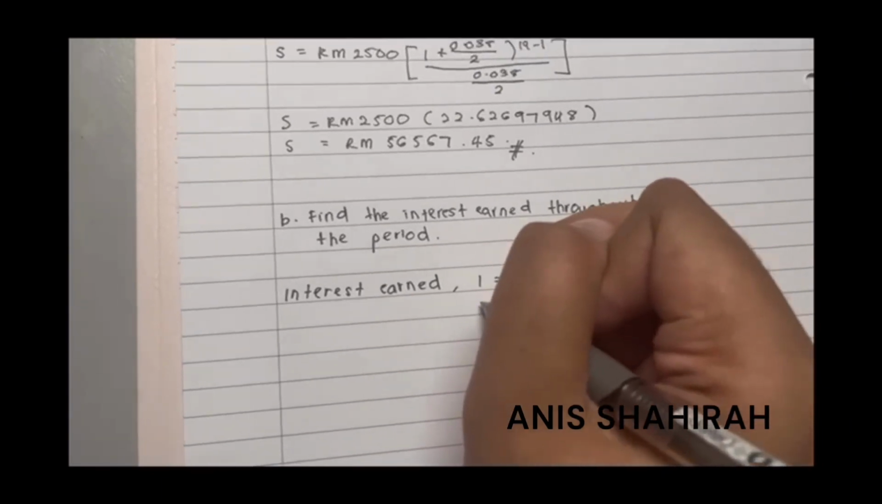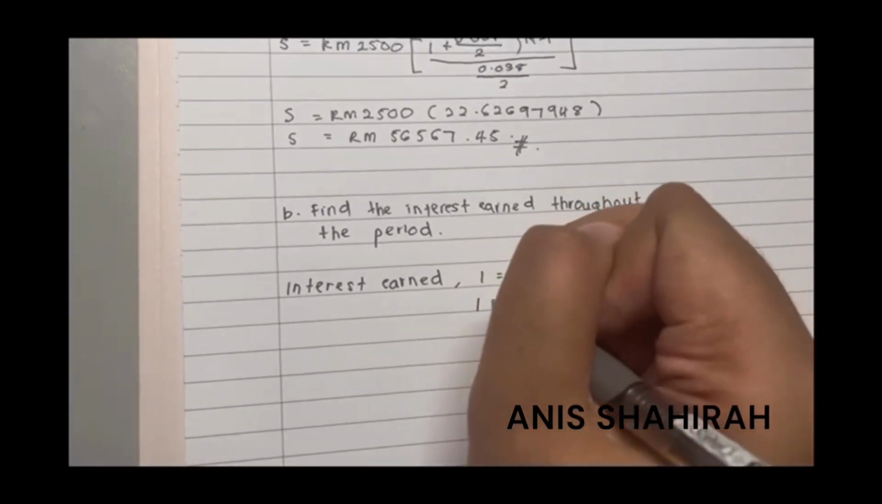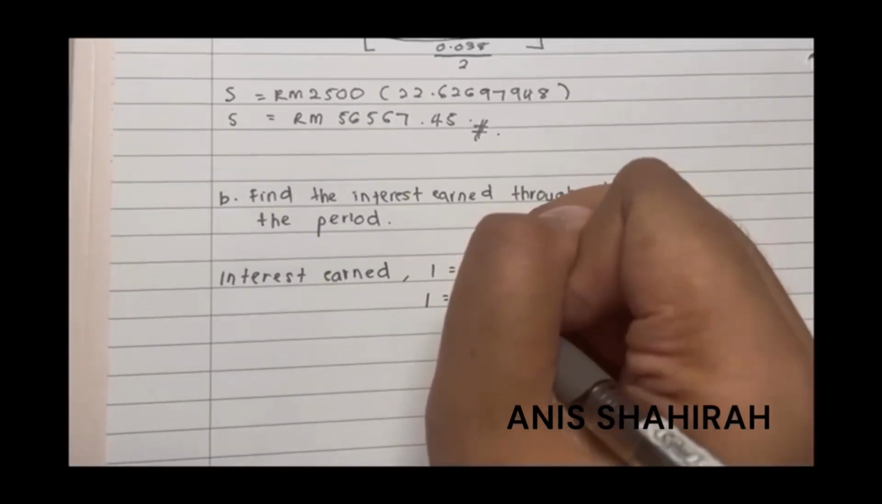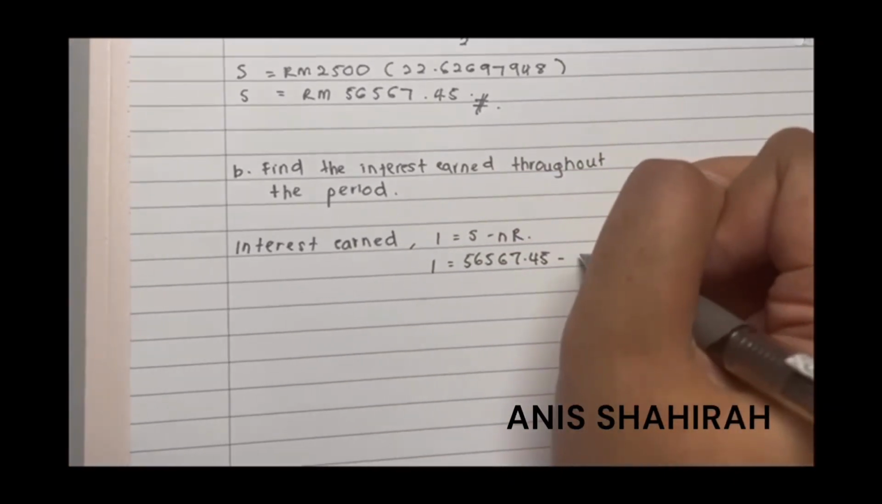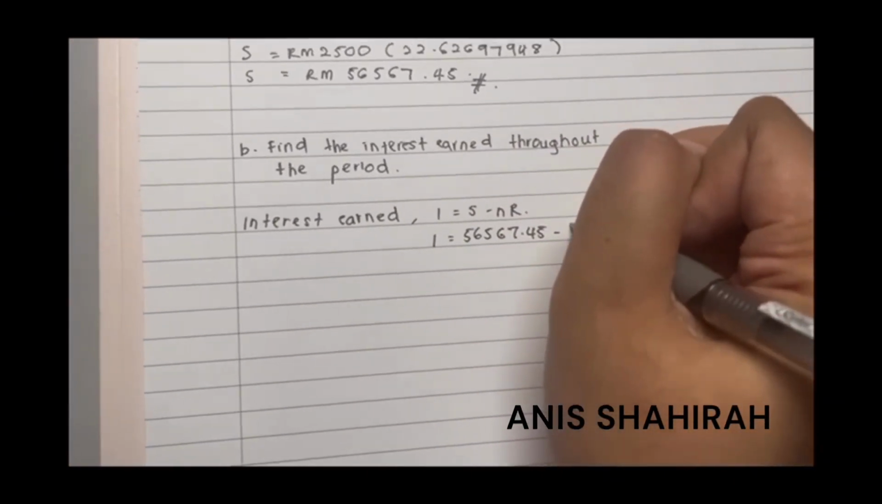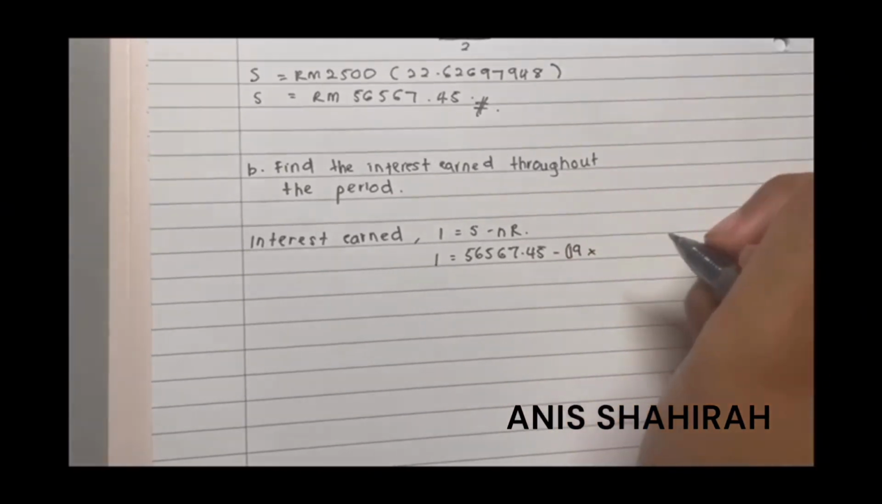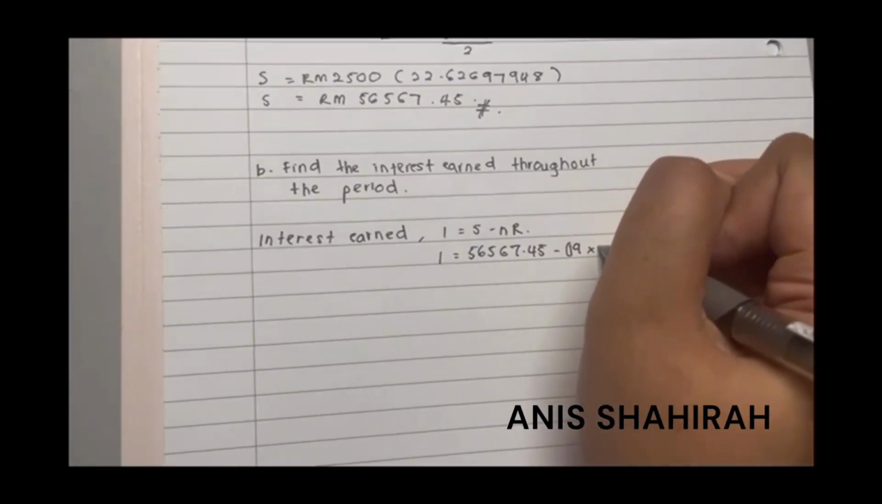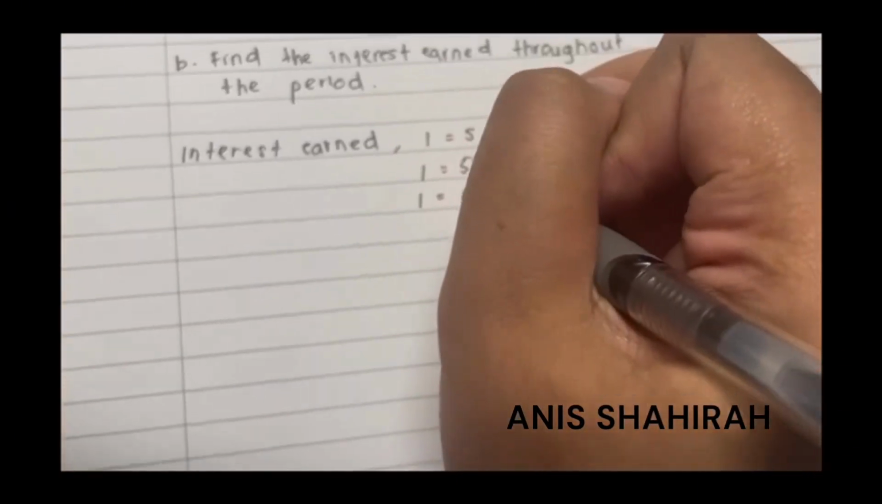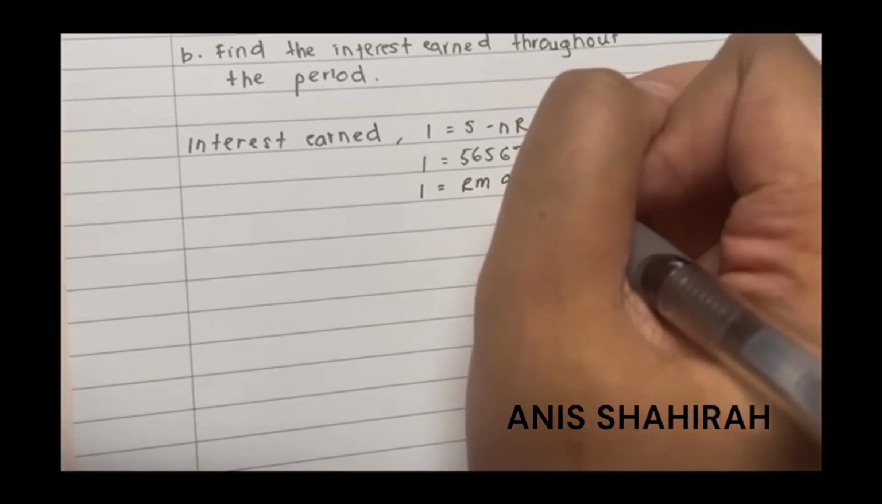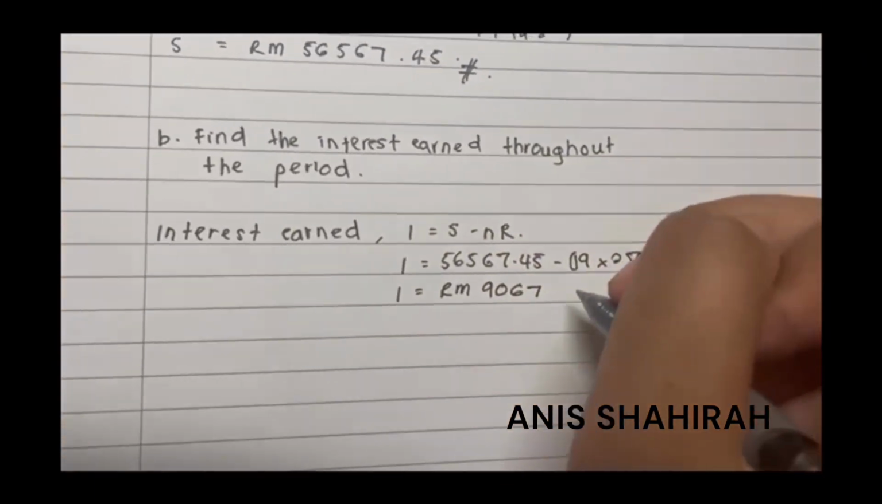Then we got I equal to 59,567.45 minus 2 open bracket 19 times 2,500. Then the final answer of interest earned throughout the period is I equal to RM 9,067.45.